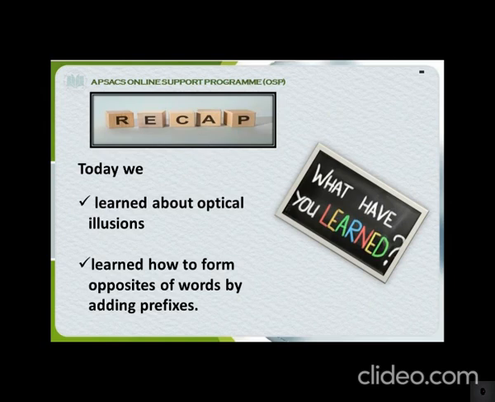Let's do a quick recap of what we have done today. Today we learned about optical illusions, what they are and how they trick our eyes, and we have learned how to form opposites of words by adding prefixes.